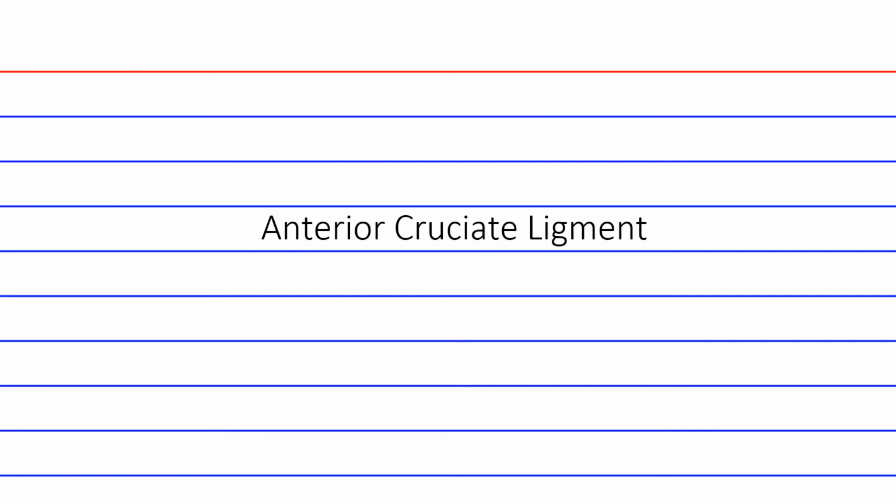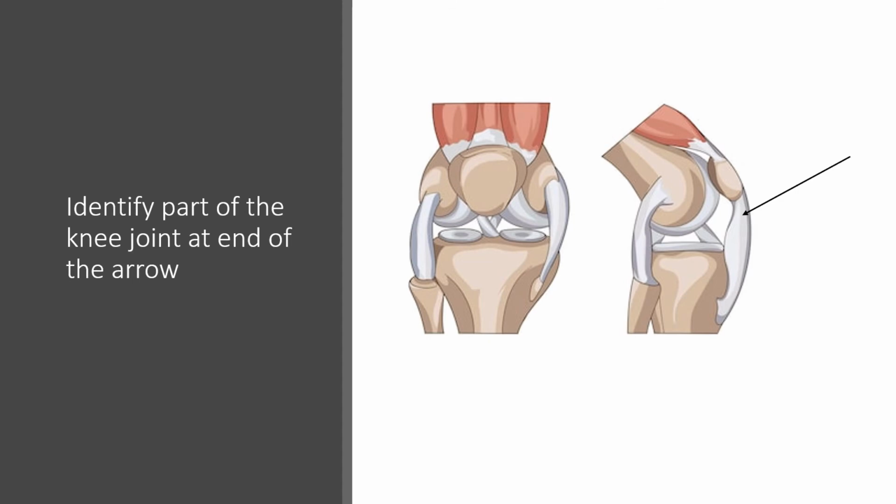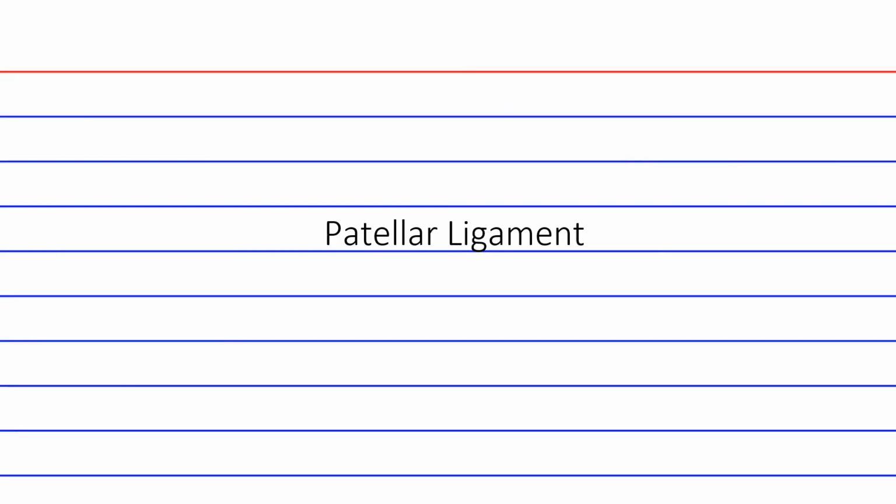The answer is the anterior cruciate ligament, or your ACL. For any exam, you are going to want to write this out rather than give an abbreviation. Identify part of the knee joint at the end of the arrow. The answer is the patellar ligament. You guys saw the patella in that picture.